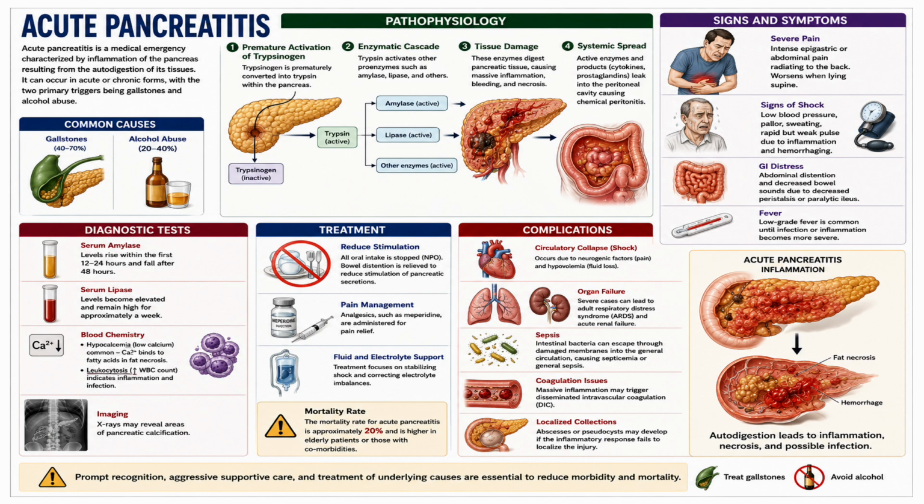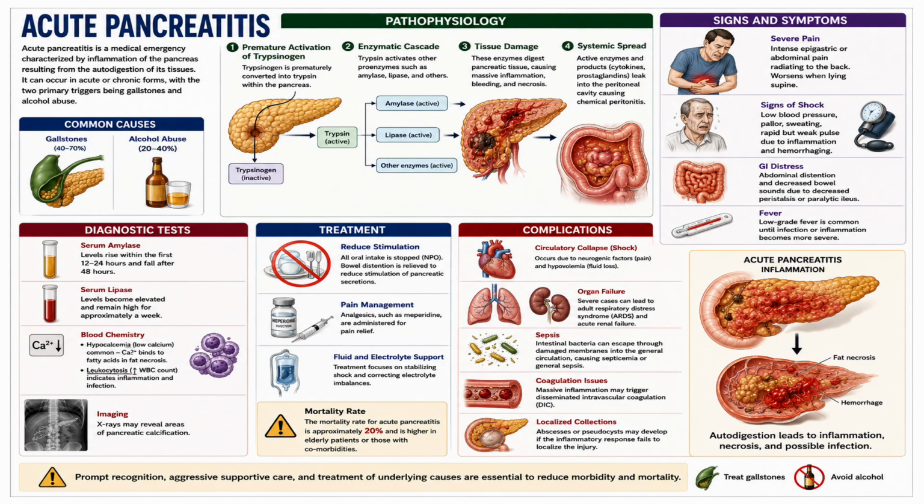Now let's talk about acute pancreatitis. We see this in the clinical setting quite a bit. It requires critical medical treatment. It's considered a medical emergency, defined by basically inflammation of the pancreas resulting from autodigestion of its own tissues.